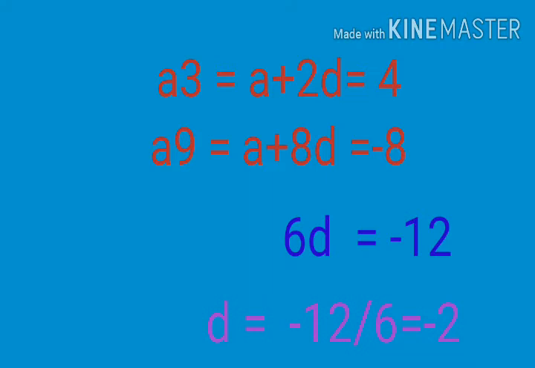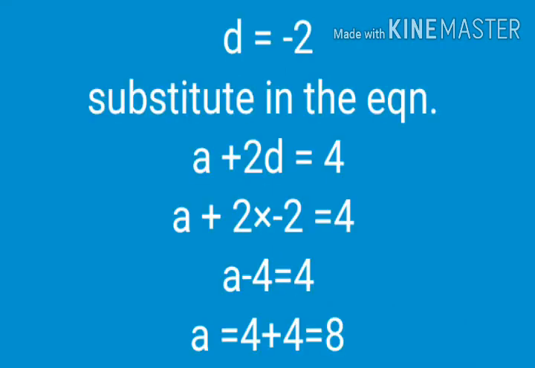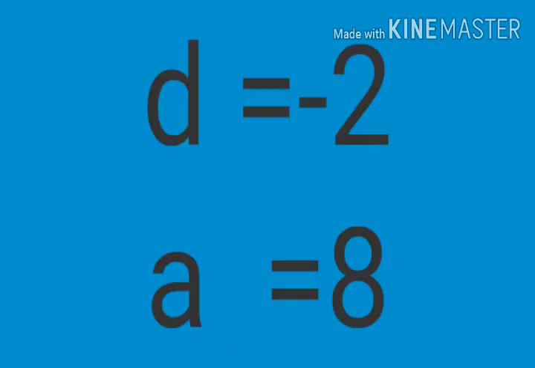After getting the value of d, we can substitute that value in one of the equations. So here I substitute that value in the equation a plus 2d equal 4. So a plus 2 into negative 2 equal 4. That is a minus 4 equal 4. So a equal 4 plus 4, that is equal 8. Now we get the value of a as 8. Value of d already we got as negative 2.